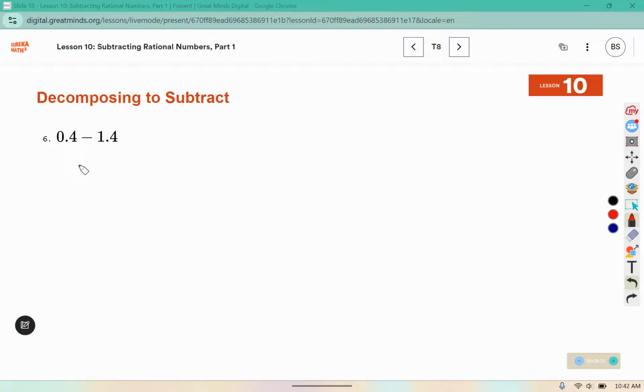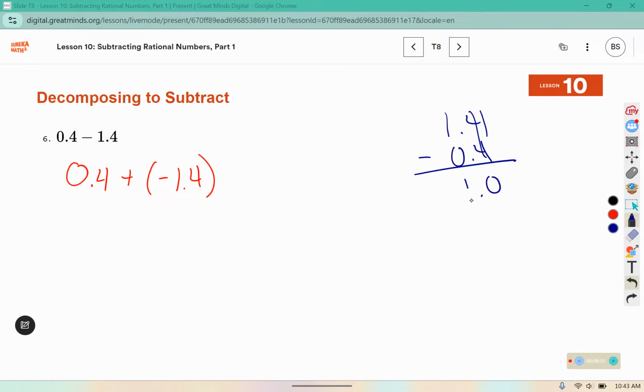Same thing here, change it to an addition problem. And the opposite of 1.4 is -1.4. Now this one is positive and this one is negative, so we're going to actually subtract. We're figuring out the difference between these, because one is going to the right and one is going to the left. That gives me 1. I have to decide, is the positive arrow longer or is the negative arrow longer? -1.4 has a higher absolute value, so our final answer is going to be -1.